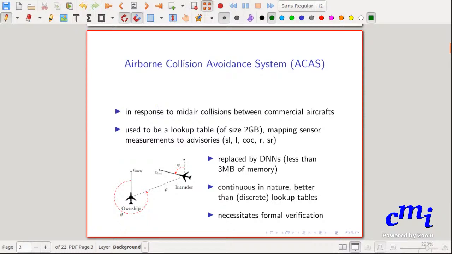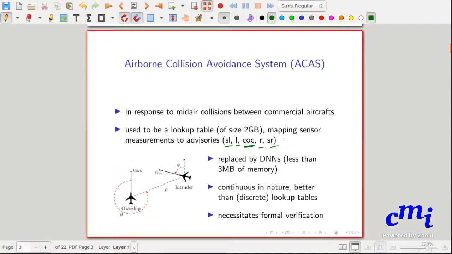If there is an intruder aircraft coming from any of the directions, depending on some values of the sensors, like the velocity of the own ship, the velocity at which the intruder is coming, the distance, the angles, and so on, the advisory that has to be given is whether you should continue to move in the direction that you're moving, or whether you should move to the right or to the left, or should you just take a slight right or a slight left, which is what has been denoted here: the slight left, and clear of conflict, and right and slight right.